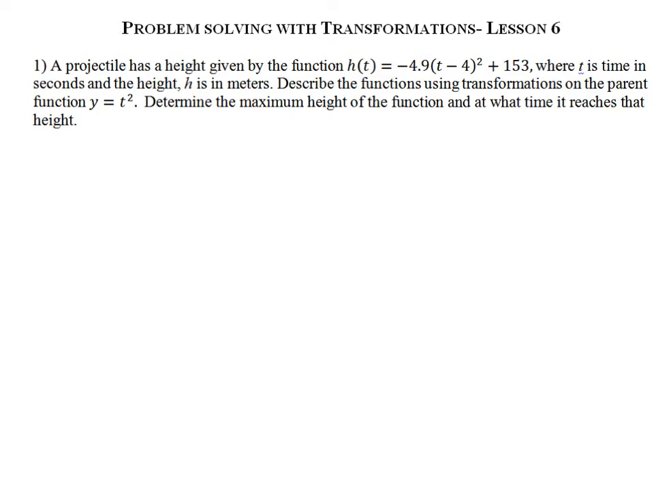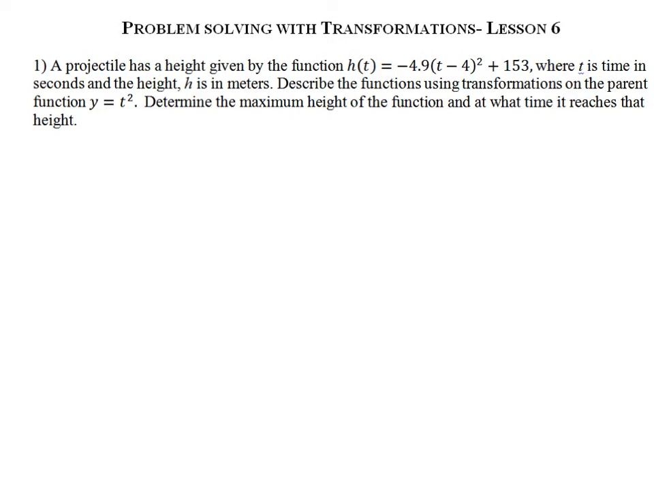Today in lesson number 6, we're going to take a look at how all of those transformations that we've been working with in this unit can help us to solve some real-world problems, which of course is a focus in Algebra 2. So in exercise number 1, I've got a projectile has a height given by the function h of t is equal to negative 4.9 times t minus 4 squared plus 153. T is the time measured in seconds, h is the height measured in meters.